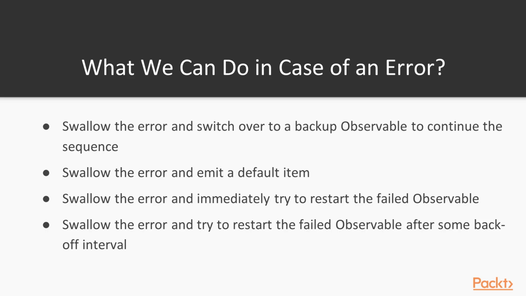So what can we do in case of an error? We can do several things. First, we can swallow the error and switch over to a backup observable to continue the sequence. We can swallow the error and emit a default item. We can swallow the error and immediately try to restart the failed observable, and we can swallow the error and try to restart the failed observable after some backoff interval. All these details are on the wiki page from RxJava.